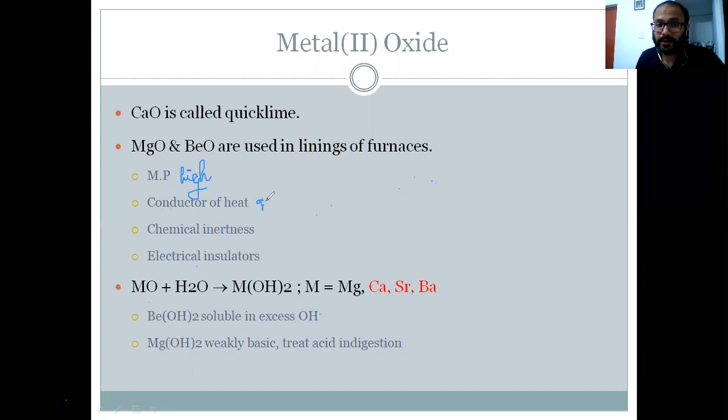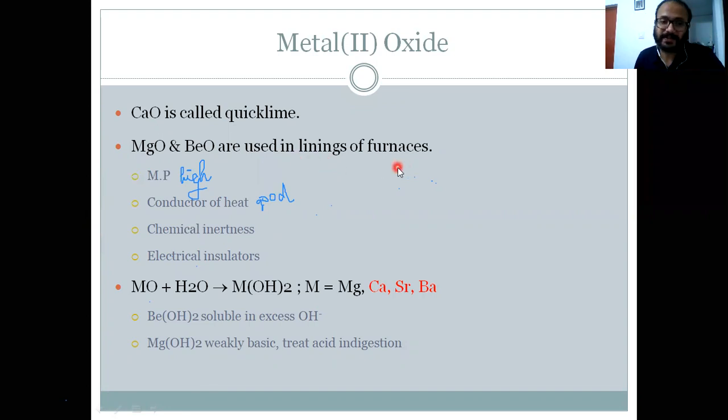They are very good conductors of heat, and they are chemically inert, and they are also electrical insulators. So all these combined properties are what help us use these two oxides as linings in the furnaces. So quicklime is also industrially very useful, so it is synthesized in large amounts. Apart from that, magnesium oxide and barium oxide have these properties which make them useful for lining the inside layer of the furnaces.